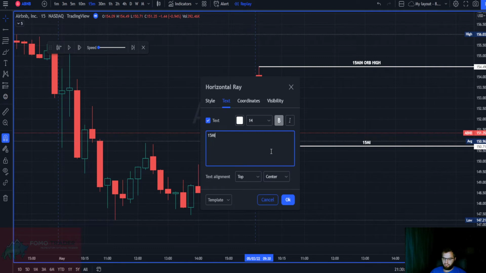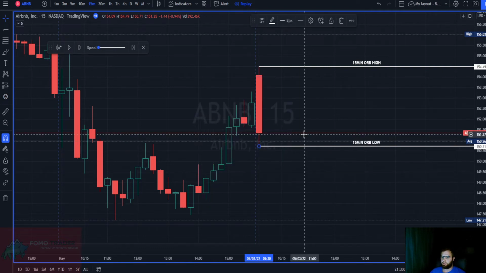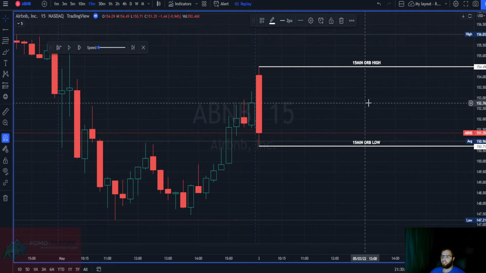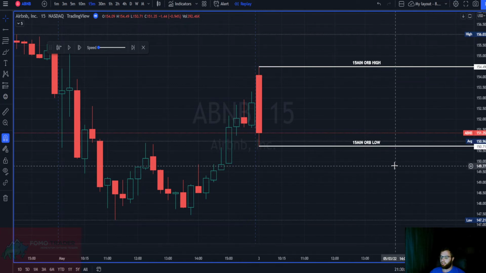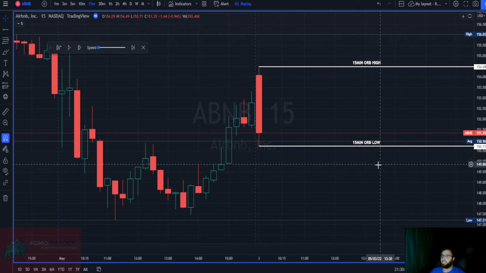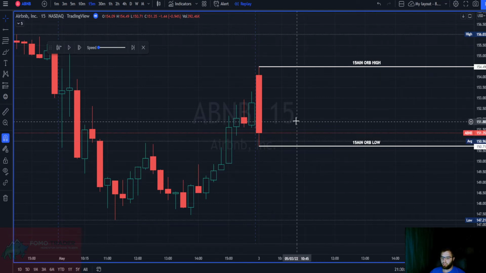And this is the 15-minute ORB low. So after this, if this was me setting it up during the day, during intraday trading, I would go ahead and set an alert for price above 154.49 for the ORB's high, and another alert for price below 150.71 for the ORB's low.